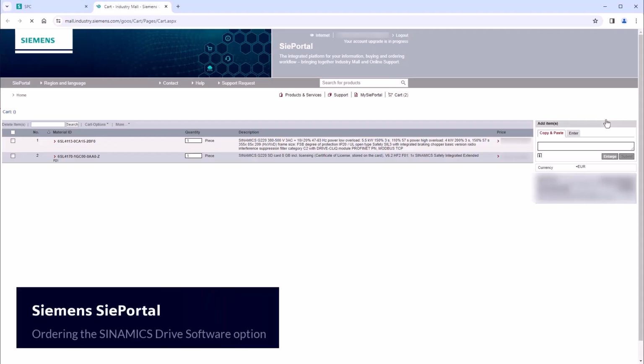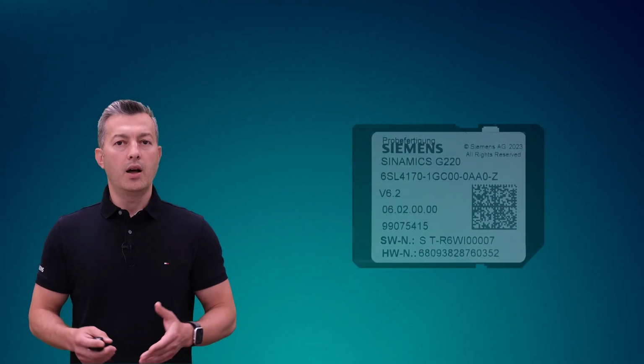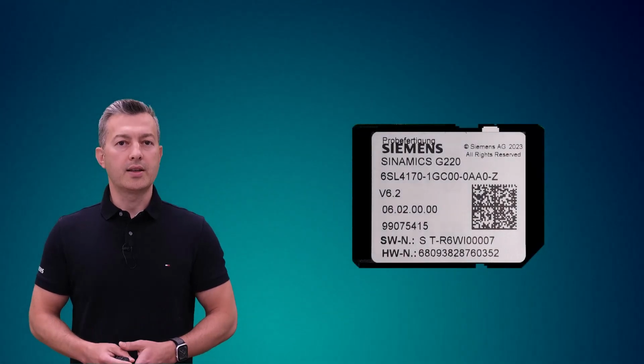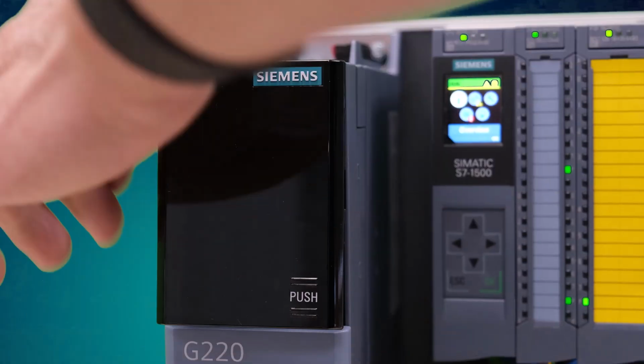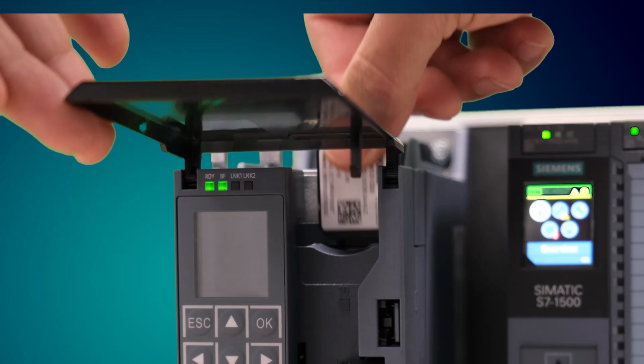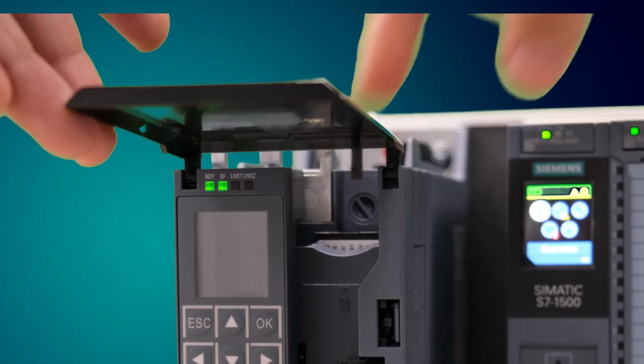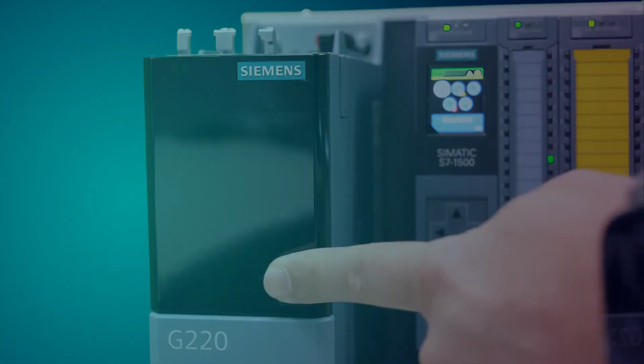The next step involves ordering the items via Industry Mall. This smooth process allows you to configure and order your drive and software option with just a few clicks. The Safety Integrated Extended license will be delivered on a memory card. Installing it is as simple as plugging it into the drive, enabling extended safety functionality.